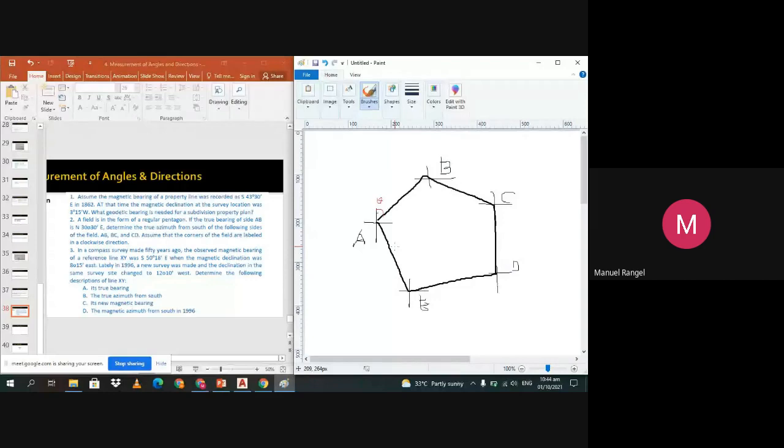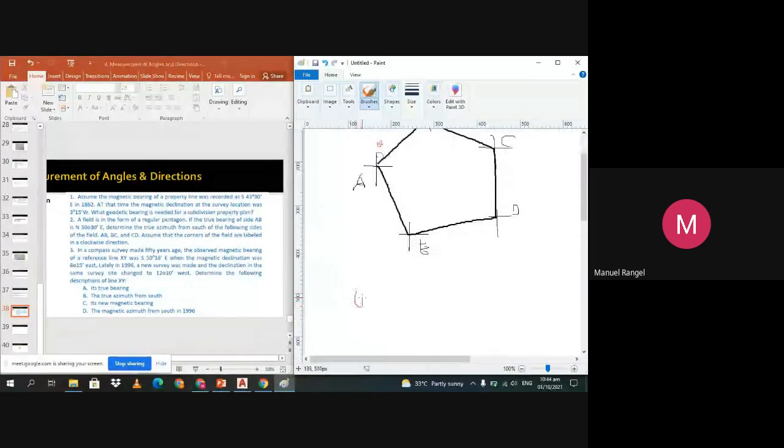Okay. So let's first solve the interior angles. So the total interior angles, n minus 2, the formula, multiplied by 180 degrees. So the answer is equal to, we have 5 sides, 5 minus 2, 3 times 180, 540 degrees.